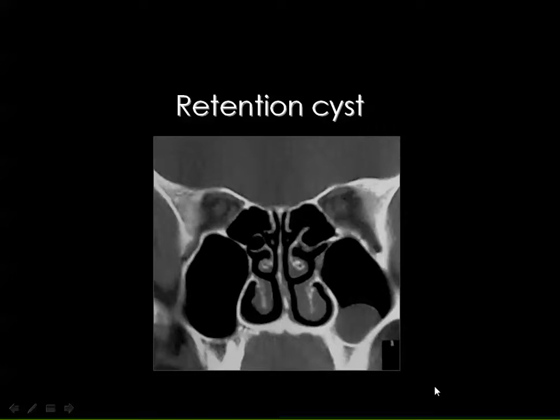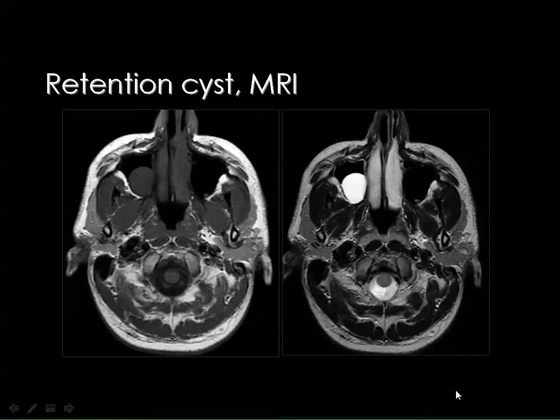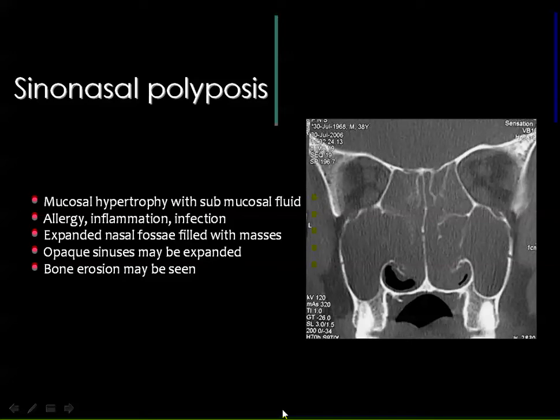And in order to diagnose a polyp in the sinus, there are some criteria I will mention. But whenever you see a single lesion like this in any of the sinuses, you can call this a retention cyst. And this is a retention cyst by MRI, T1 weighted image, the fluid is black, T2 weighted image, the fluid is bright. And this is the situation where to say polyps.